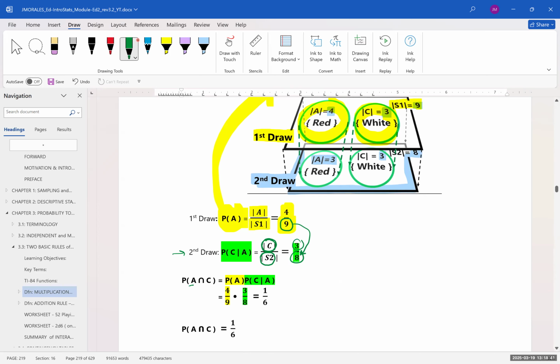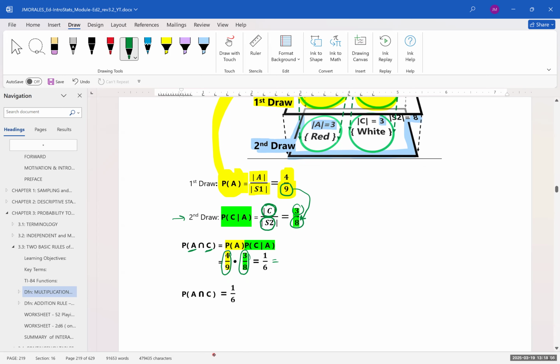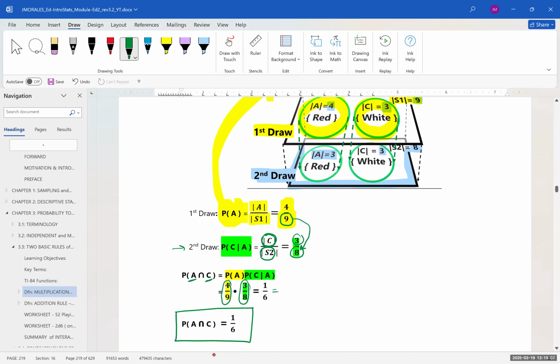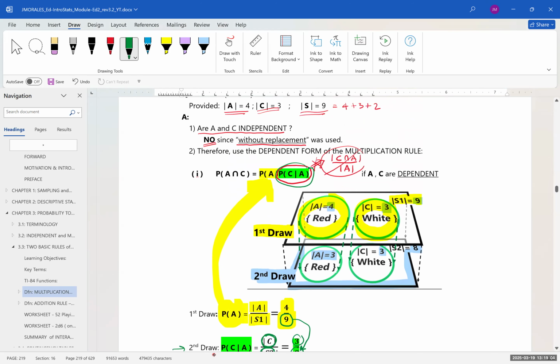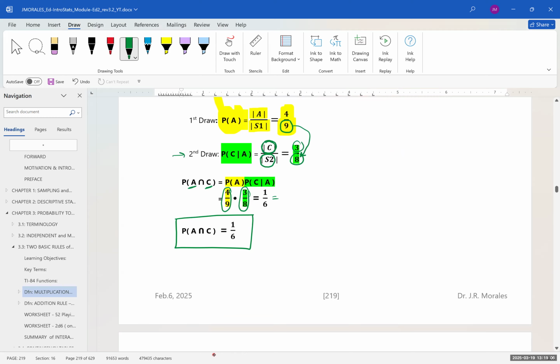So the probability of getting red on the first and white on the second is going to be 4/9 times 3/8, which will be equal to 1/6. And so that's the end. The probability of getting a red first and a white second is 1/6.